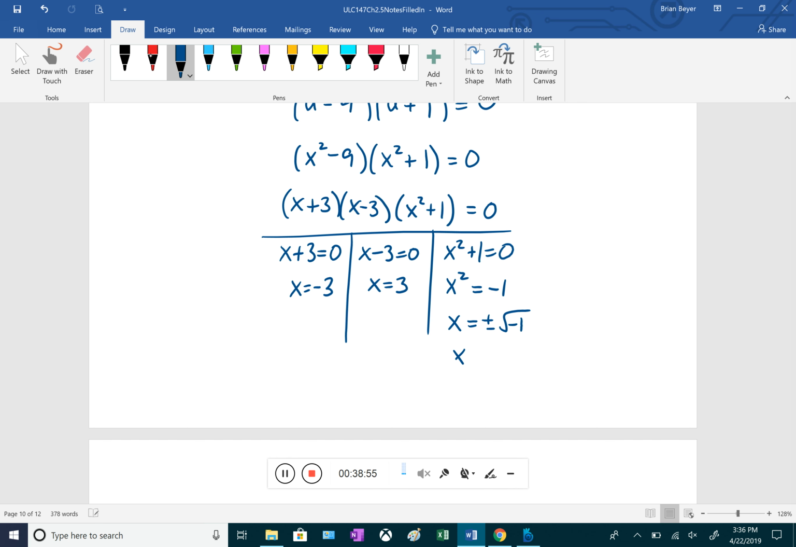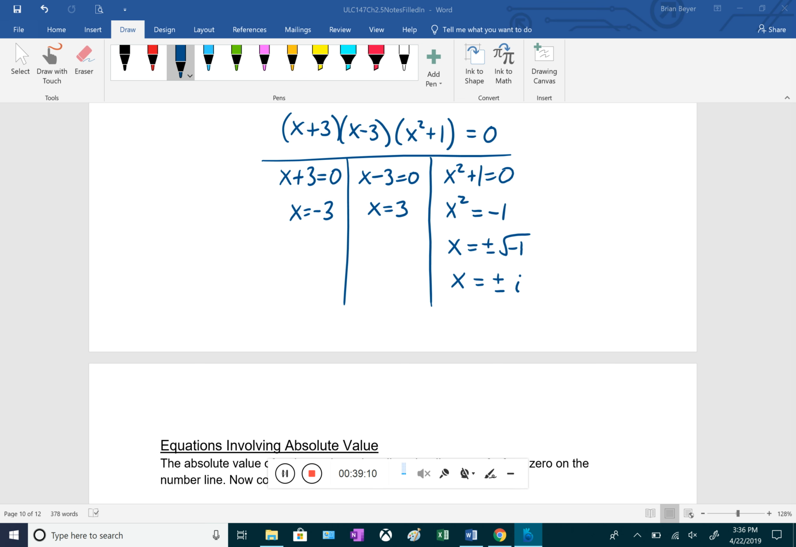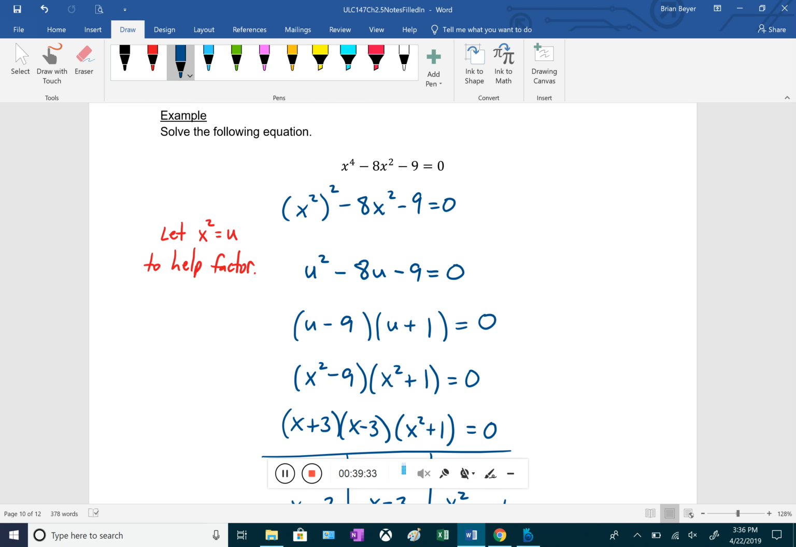The square root of negative 1 is not a real number, it's an imaginary number, and that's actually the definition of the imaginary unit i. So we have to remember back to the imaginary unit section. We get technically 4 different answers here: x equals negative i, positive i, negative 3, and positive 3. Okay, so another pretty messy one, but this is in quadratic form. Even though it's not a quadratic, we can solve it the same way that we solve quadratics by using this method.